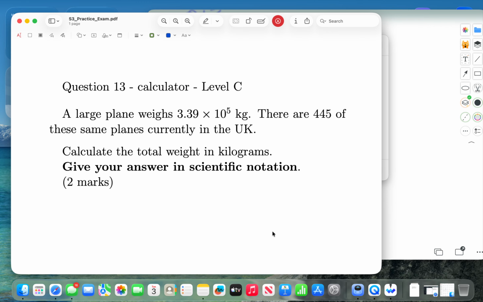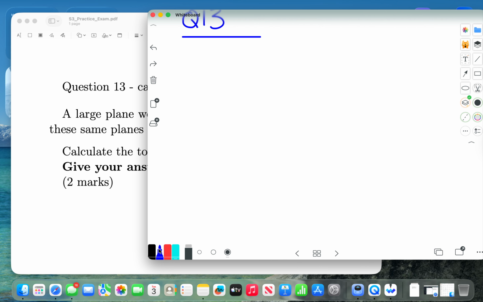Question 13 is about a plane that weighs 3.39 times 10 to the power of 5 kilograms, and there are 445 of these planes in the UK. We have to find the total weight in scientific notation. So let's think about this in layman's terms.